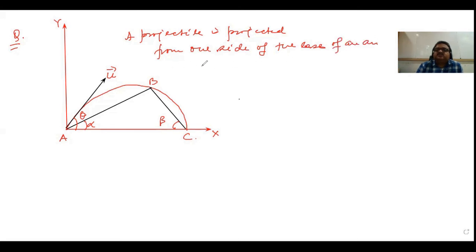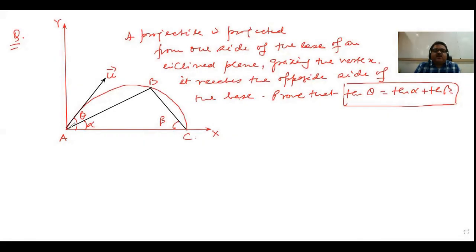A problem is given like this. A projectile is projected from one side of the base of an inclined plane. It is the inclined plane ABC. Grazing the vertex, it reaches the opposite side of the base, meaning here. Prove that tan theta is equal to tan alpha plus tan beta. So how to solve this problem?